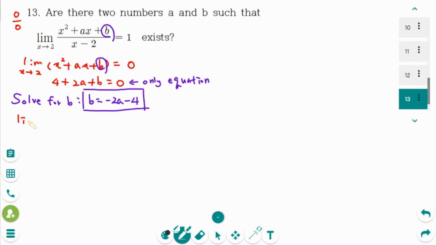So the limit becomes x squared plus ax plus b, which is minus 2a minus 4, equals 0. Remember how it equals 0? That means the numerator must have a factor of x minus 2. There are two ways to factor. First, we can try grouping.